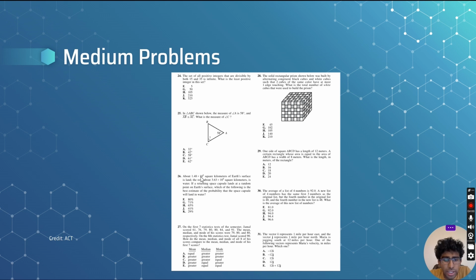26, it's talking about a probability problem where a certain amount of Earth's surface is land, and the other part is water. So what's the probability it's going to land in water? For this, you have your desired outcome of water divided by Earth's surface. This is when you need to pay attention to the question. Earth's surface. You're given the land and water.